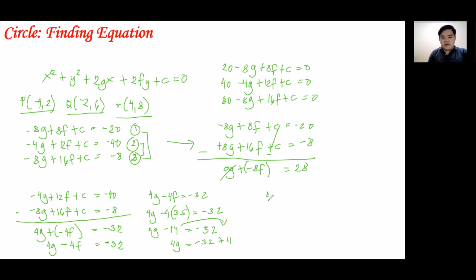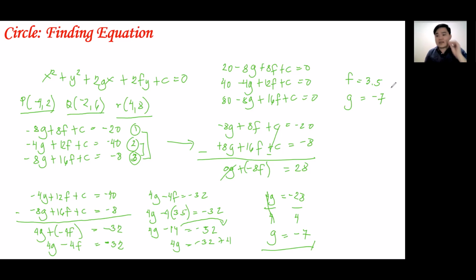So this will become 4g is equal to, take note, this is negative 32 and positive 14. So therefore, we're going to subtract. So our answer is negative 28. Okay, so based on this one, we're going to divide both sides by 4, so cancelled out. So g now is equal to negative what? Negative 7. Okay, so again, we have f is equal to 3.5. We have our g, which is negative 7.